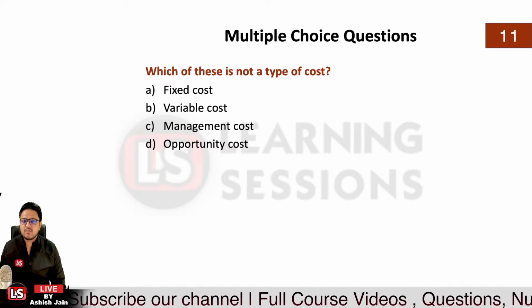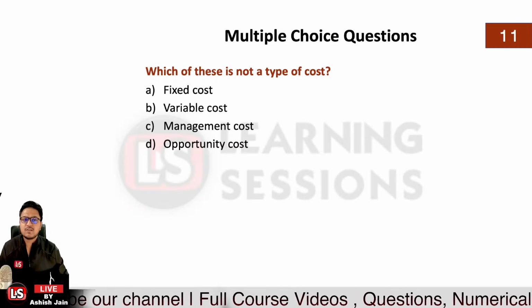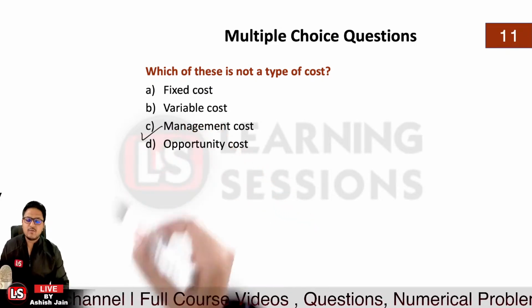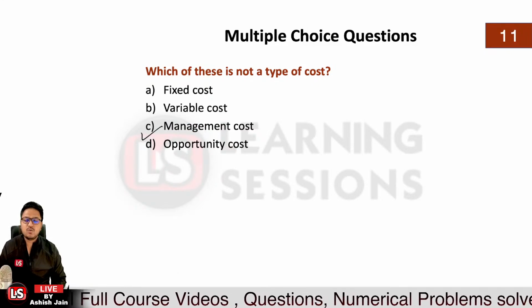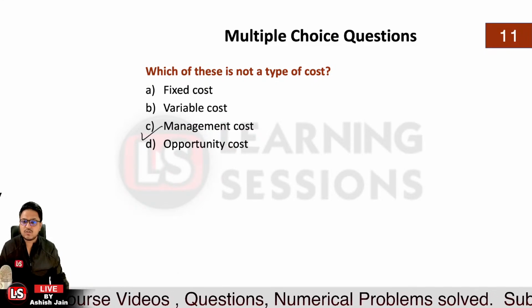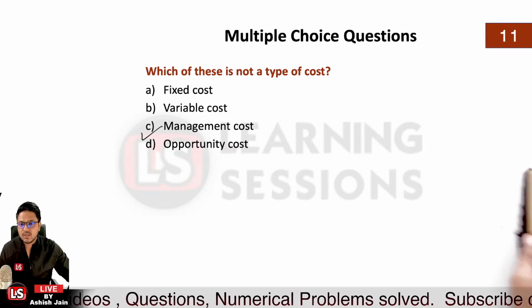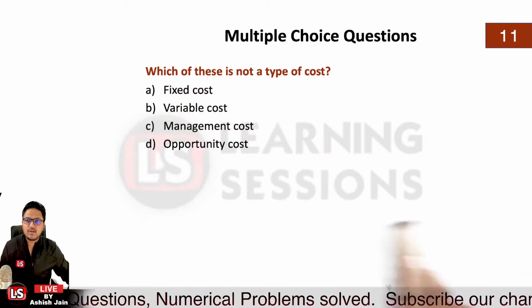Was management cost covered over there? No, management cost was not covered over there because it's not a type of cost. So option C over here would be the right answer, because we are to find which of the following is not a type of cost. So option C over here would be the right answer. Okay, so Epstein has answered correctly over here for question number 11.